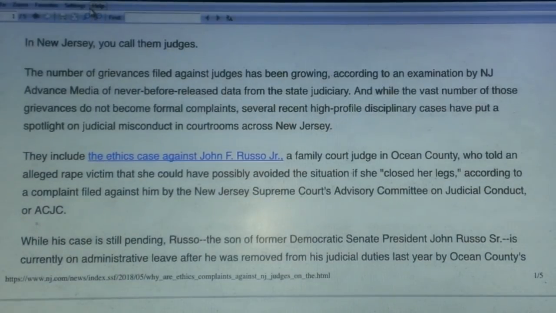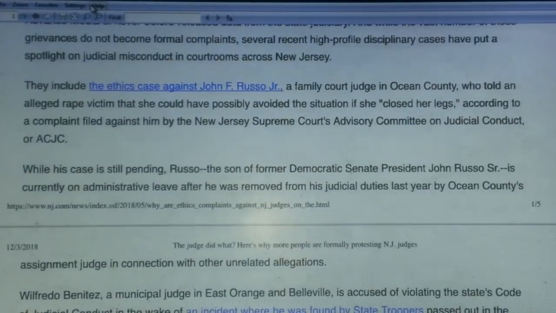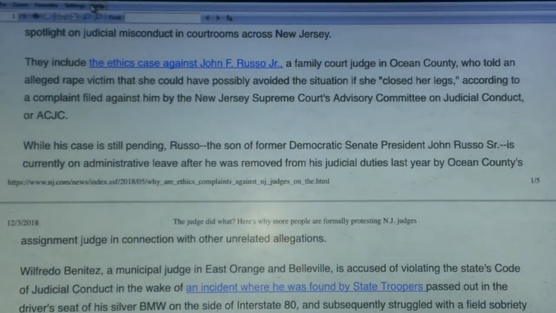They include the ethics case against John F. Russo Jr., a family court judge in Ocean County, who told an alleged rape victim that she could have possibly avoided the situation if she closed her legs, according to a complaint filed against him by the New Jersey Supreme Court's Advisory Committee on Judicial Conduct, or ACJC. While his case is still pending, Russo, the son of former Democratic Senate President John Russo Sr., is currently on administrative leave after he was removed from his judicial duty last year by Ocean County's assignment judge in connection with other related allegations.